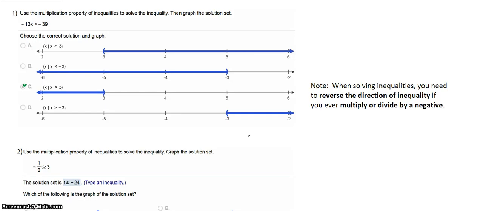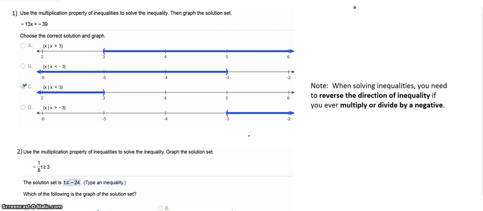Hello, this is Jennifer Martinez, and today we're going to look at the following two questions on how to solve inequalities with negative signs, and then we're going to graph them on a number line. So let's look at the first one. Use the multiplication property of inequalities to solve the inequality.